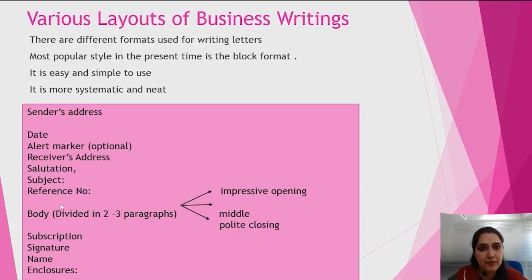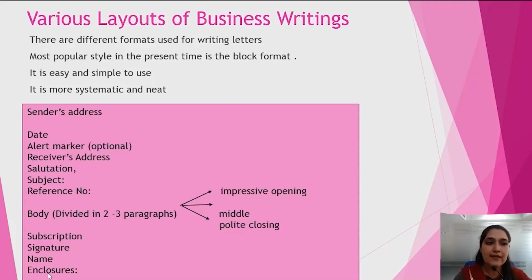You can again see there is a line space. यहाँ पे line space फिर से छोड़नी है. Body जहाँ खत्म हो रही है वहाँ पे भी line space छोड़नी है. इससे क्या होता है, letter systematic नज़र आता है और visually appealing लगता है. The body of the letter can be divided in 2 to 3 paragraphs, and we can see impressive opening, middle, and again polite closing. Then the ending part of the letter, which is subscription, signature, name, and then the enclosures.